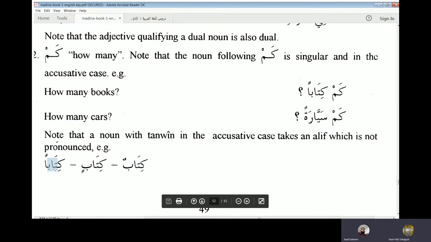For example, look at this word carefully. The original spelling of kitab, you know that kaf ta alif ba, kitab. And this fatha is because of the word kam. But why are we using alif here? From where does this extra alif come?